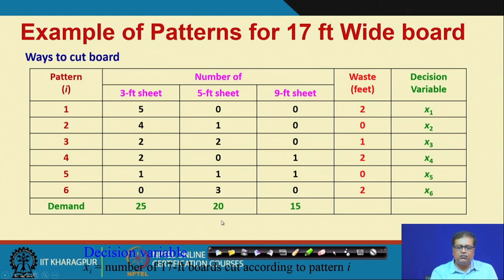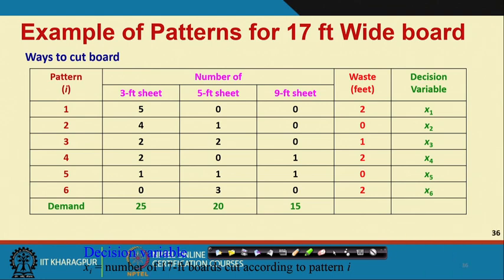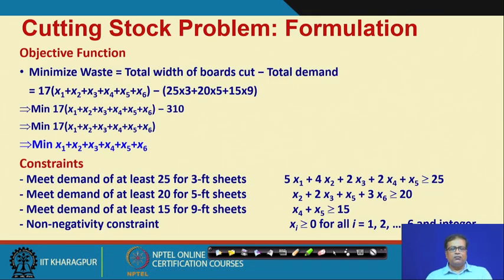Some patterns are not listed because they are very much loss making, for example a single 9 feet board would waste 8 feet, so that is okay. So, these are the 6 patterns in which we can cut the 17 feet wide board into different sheets as per customer demand.